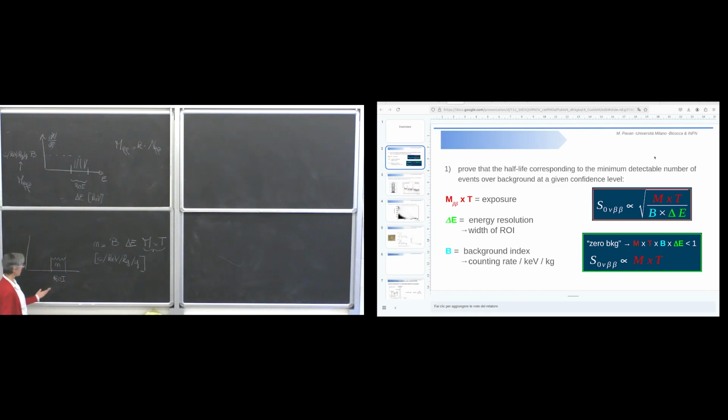And to be able to see my peak, I need at least, which is the smallest peak that I will be able to see here. You see, I've drawn this, these are the statistical fluctuations of the background. And so my peak needs to be a bit higher.